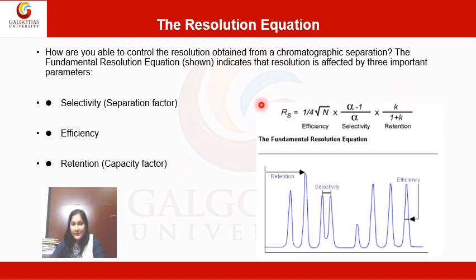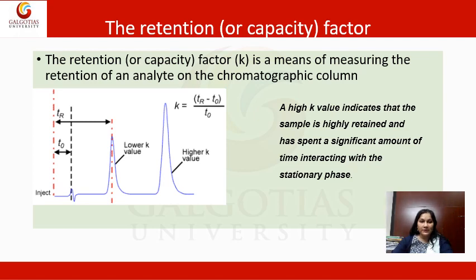You can see here this is the resolution equation. Rs is equal to 1 by 4 under root capital N, where capital N is your efficiency, multiplied by alpha minus 1 by alpha, where alpha is the selectivity of the chromatographic system, multiplied by k by 1 plus k, where k is the retention or capacity factor of the chromatographic system. Now we will discuss all these parameters one by one.